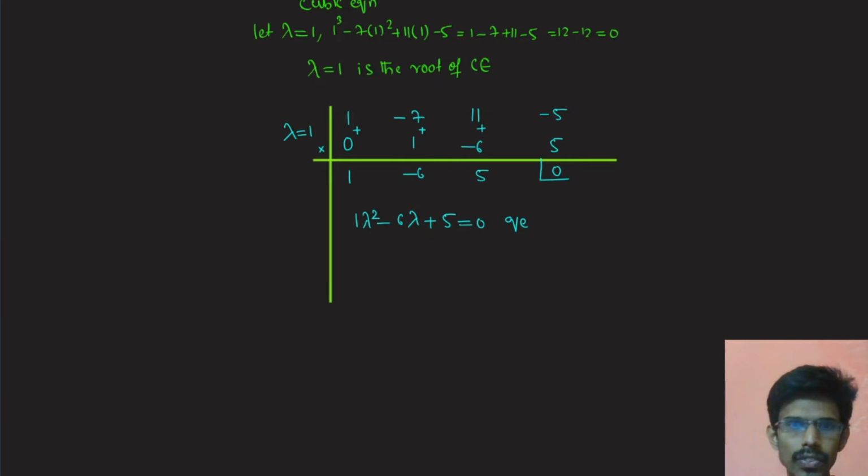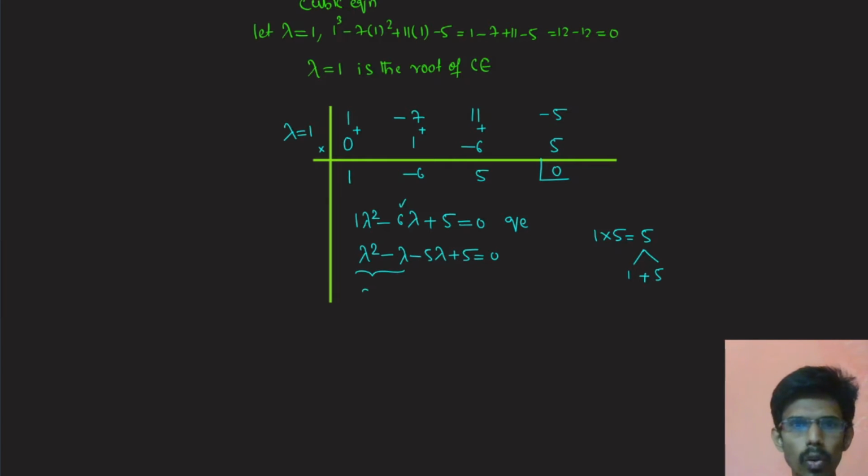Now we factorize this. We have lambda square. Now 1 into 5, first and last term, that will be 5. The factors of this 5 will be 1 and 5. If we add these two, we'll get 6. Here we have 6 only. So write down this as minus lambda, minus 5 lambda plus 5 is equal to 0.